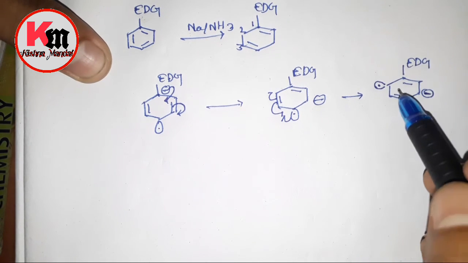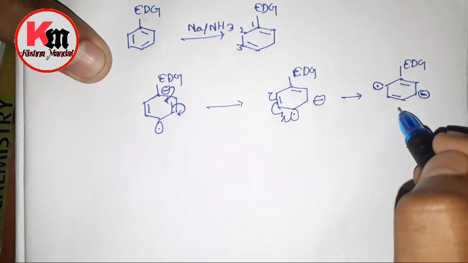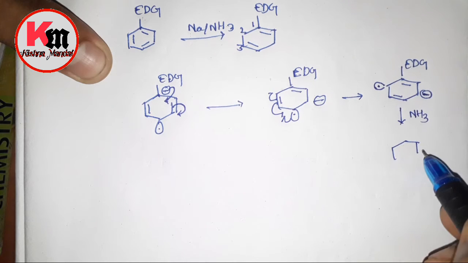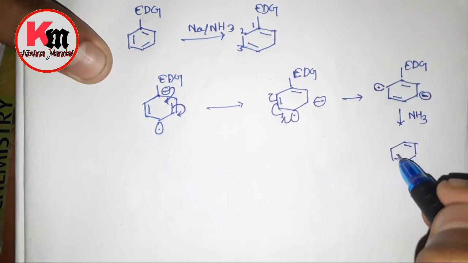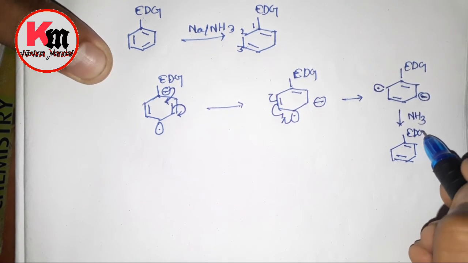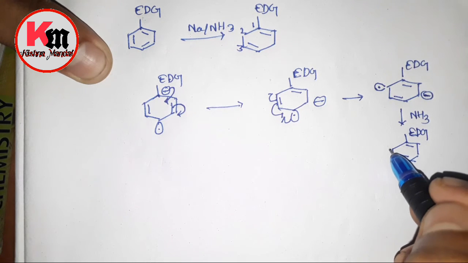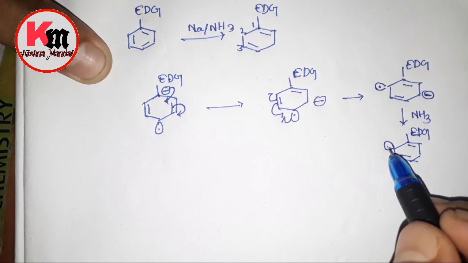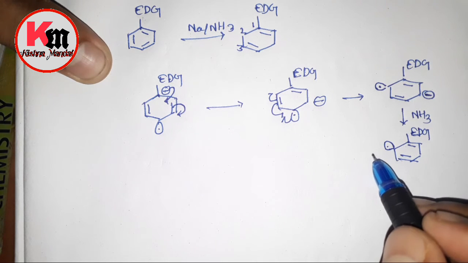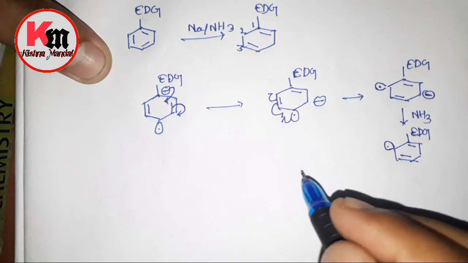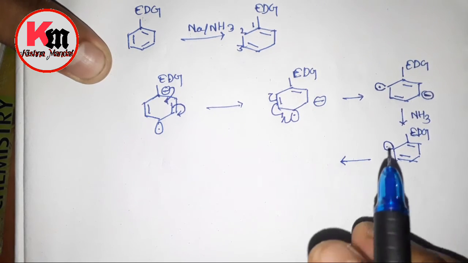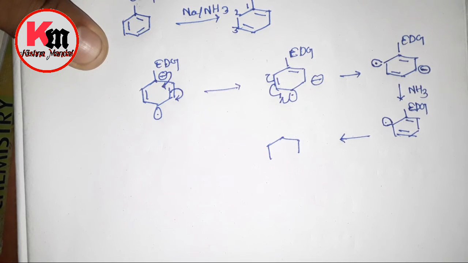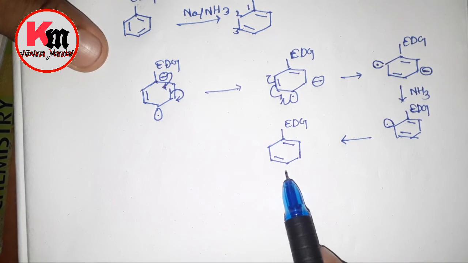What happened? This negative charge takes a proton from one of the NH3 molecules. Simply it converts to this type of species. Again this radical takes another electron and converts to an anion, and finally it takes a proton from one of the NH3 molecules. Simply it gives this type of product.